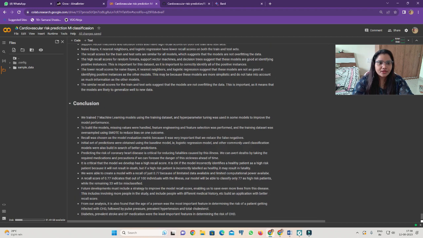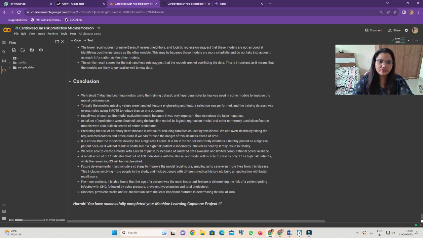The conclusion: we trained 7 machine learning models using the training dataset, and hyperparameter tuning was used in some models to improve the model performance. To build the model, missing values were handled, feature engineering and feature selection was performed, and the training dataset was oversampled using SMOTE to reduce bias on the outcome. Recall was chosen as the model evaluation metric because it was very important that we reduce the false negatives. Then initial predictions were obtained using the baseline model, that is logistic regression model, and other commonly used classification models were also built in search of better prediction.